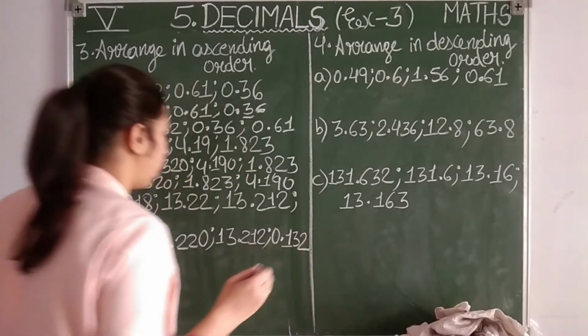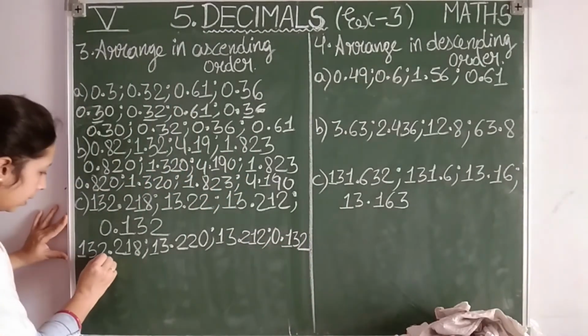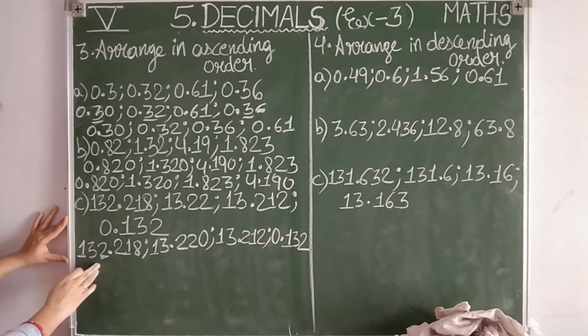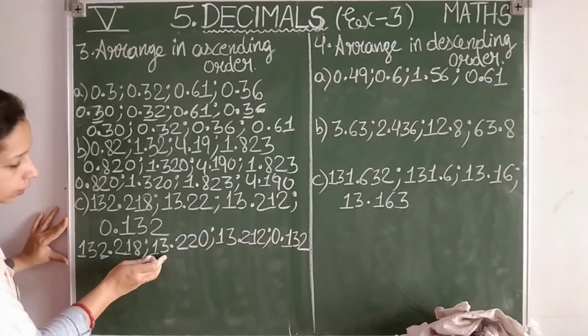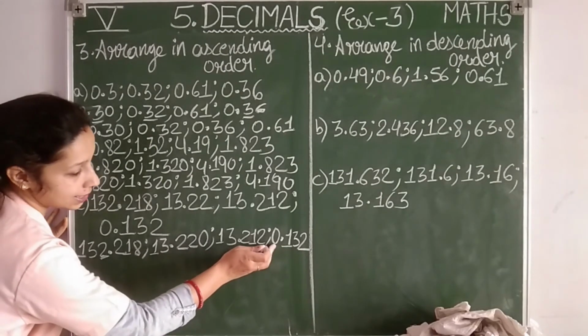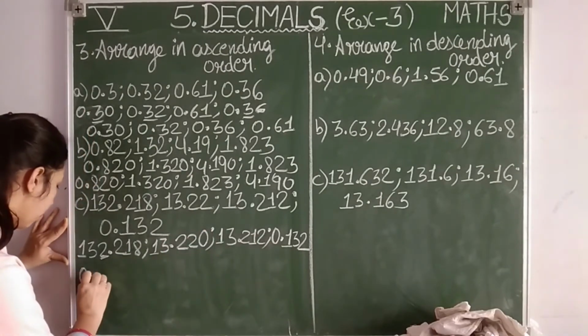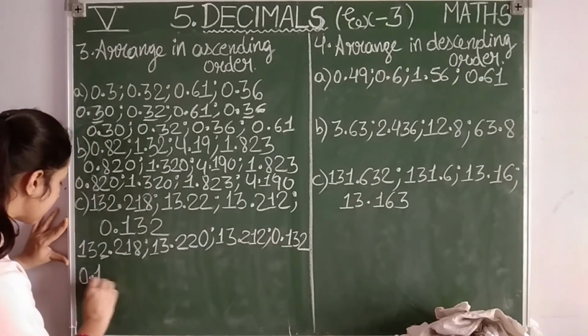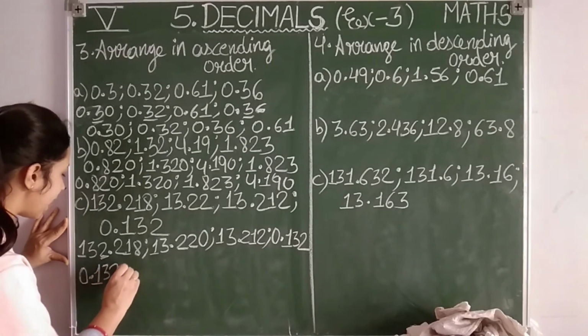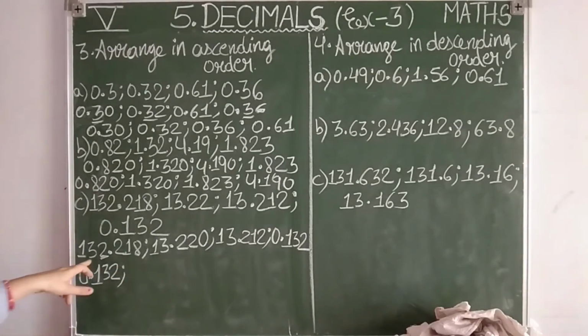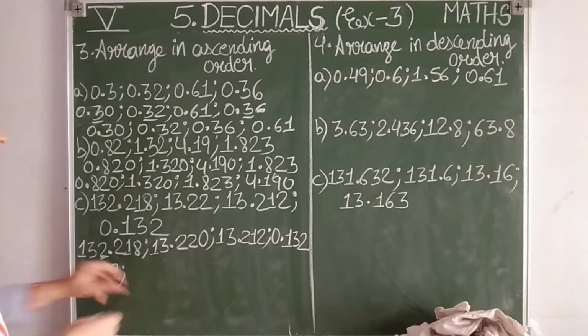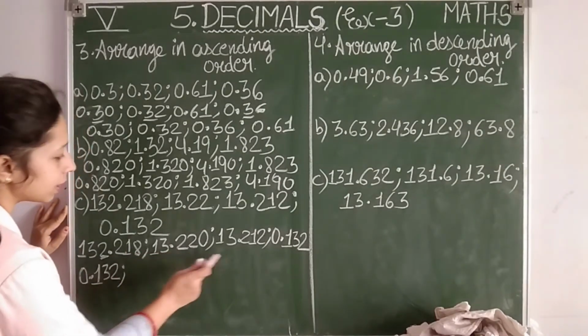Okay, now check the whole numbers. Check the whole number, students. 132, 13, 13 and 0. So the decimal number with whole number 0 is the smallest. Okay. Then 132, 13, 13. So here both the whole numbers are 13 and 13.